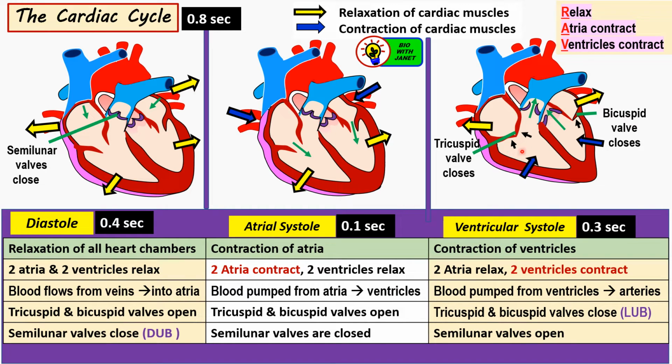Then you can hear the LUB DUB sound. The first sound is LUB, when the tricuspid and bicuspid valves close, and the ventricles are contracting. Now at the end of the contraction of the ventricles, there will be relaxation of the ventricles. That's when, after the LUB sound, you get the DUB sound, when the semilunar valves close. We'll talk more about the sound made by the heart later on.